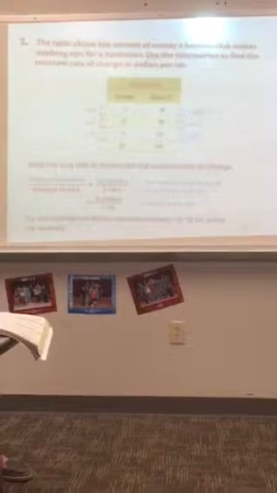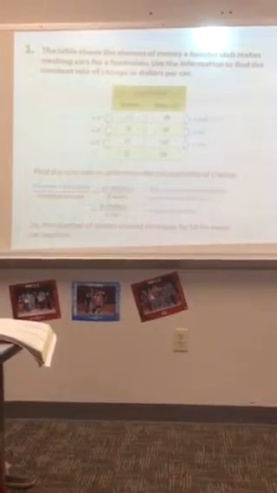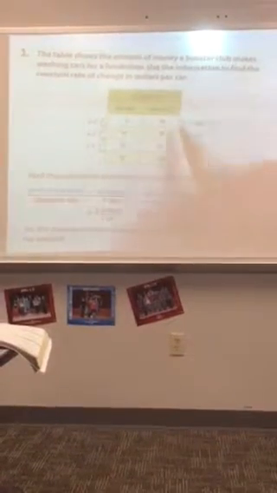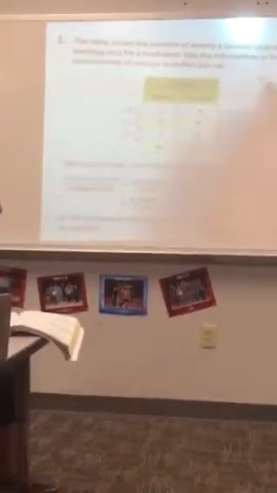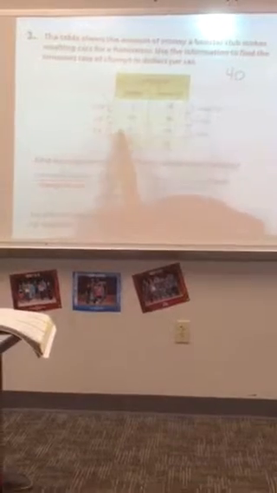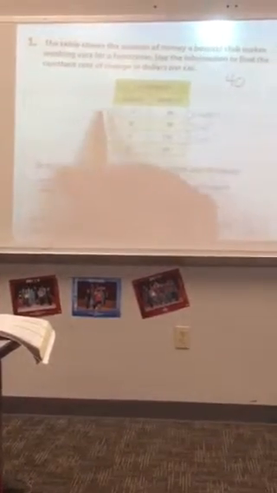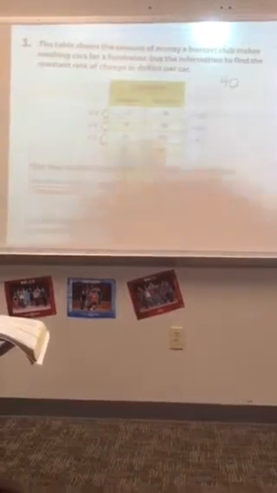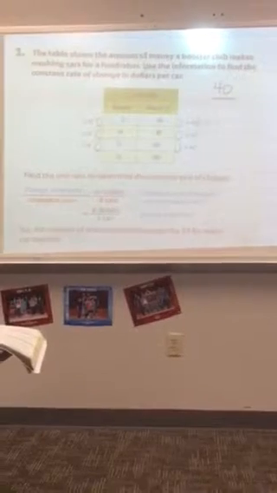the table shows the amount of money a booster club makes washing cars for a fundraiser. Use the information to find the constant rate of change in dollars per car. So what you can see is that they figured out how much this side went up every time, and it was the same. It was 40. And then they looked at the other side, and see how much it went up every time, or what the change was every time. And every time it went up how much? This one went up 5.